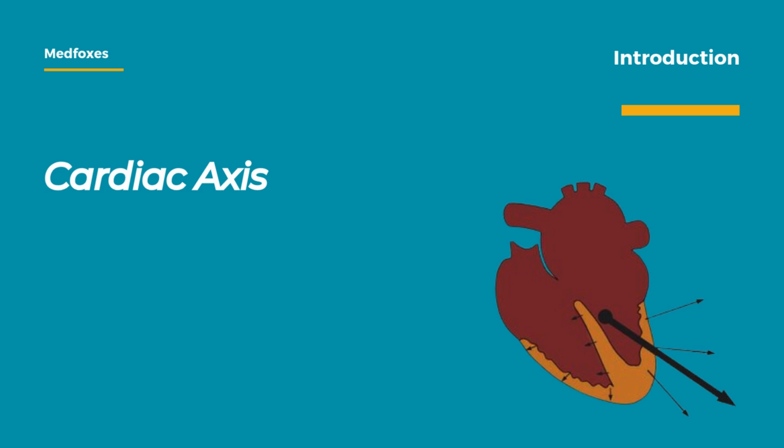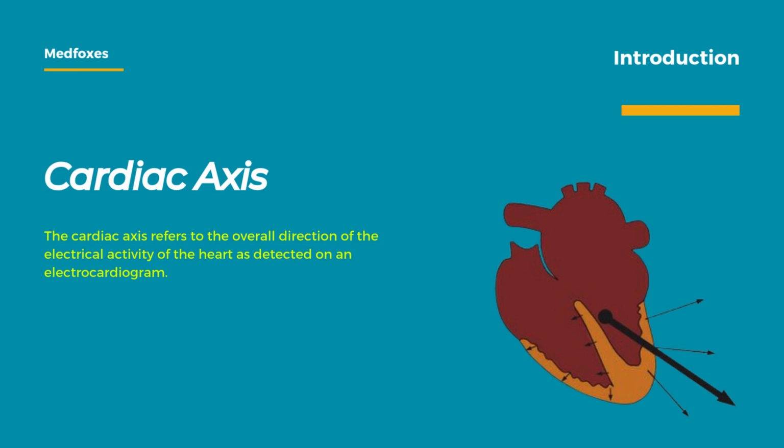So let's get started. The cardiac axis refers to the overall direction of electrical depolarization in the heart, usually seen in the frontal plane. It is a crucial measure, helping us to understand how the heart's electrical impulses are moving and what they may reveal about potential heart conditions.